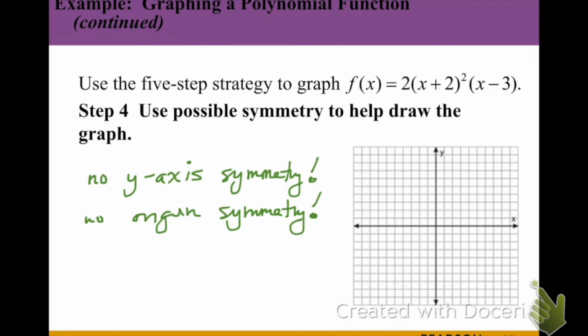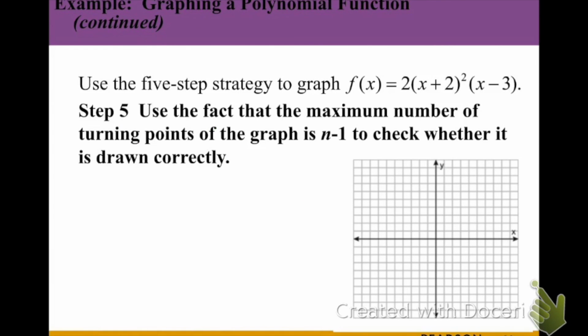If we also look at the equation of this polynomial, we'll also know that there is not going to be any symmetry for this graph, since we have no y-axis symmetry and no origin symmetry. The last thing we want to do is make sure that we actually graph this correctly. And so since this is a degree 3 polynomial, that means at most we could have one less than that number of turns. So in this case, at most 2 turns.